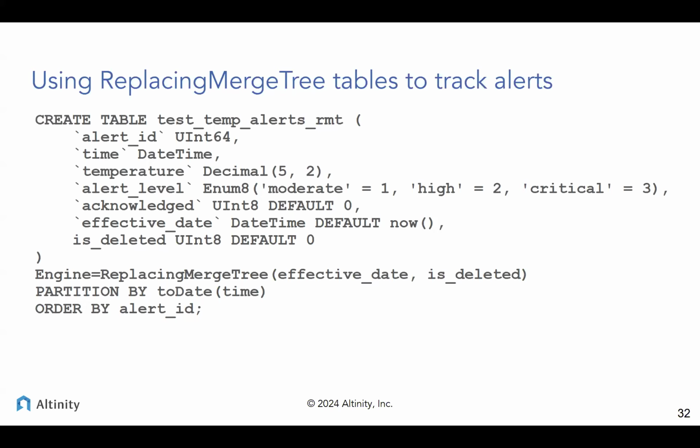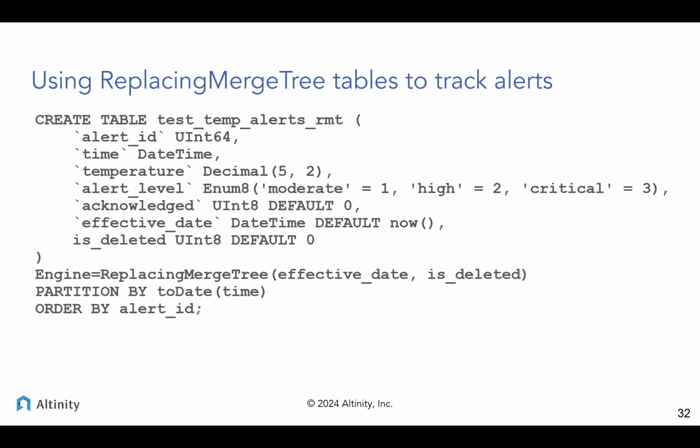So this is creating the same table that we have for, except there's a couple of new bits of information. So I've basically taken that previous example that Diego helped set up. And I've added, first of all, an alert ID, which we're going to assume we're going to generate somehow. And I'm going to add some additional fields: acknowledged, effective date, and then this field called is deleted.